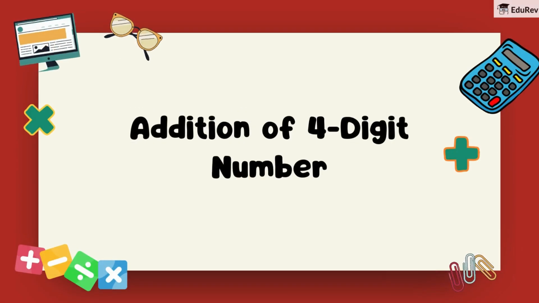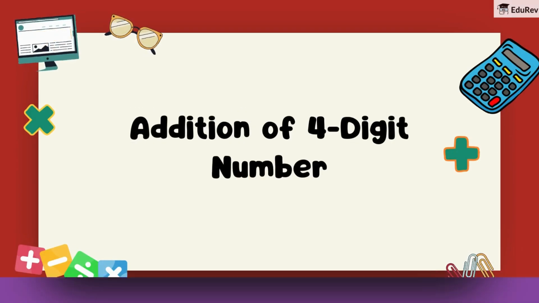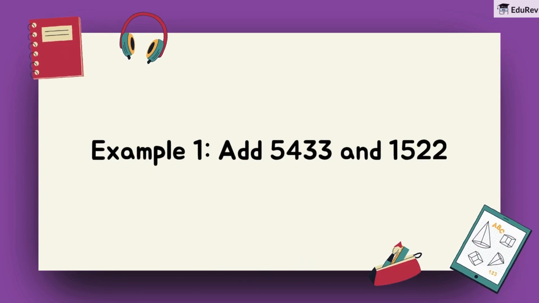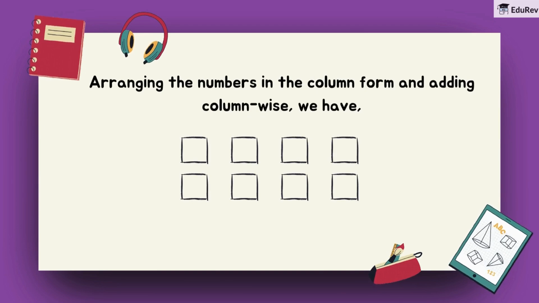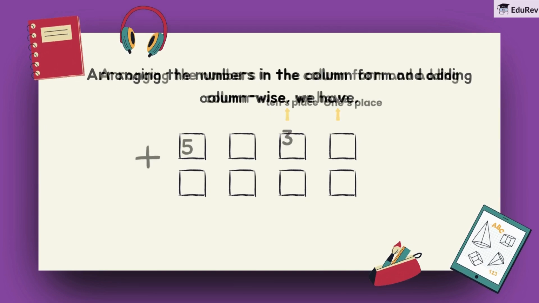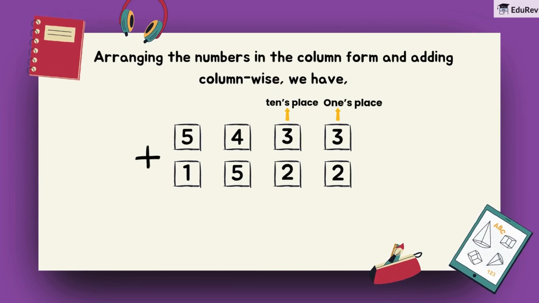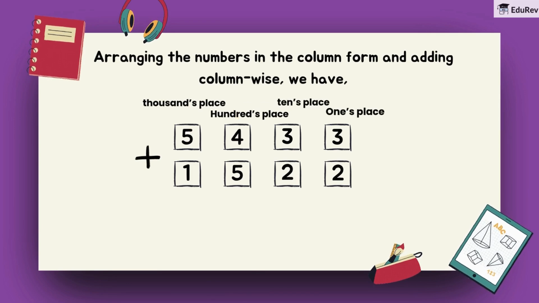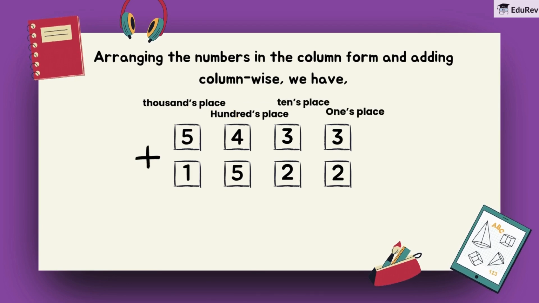Let us learn the addition of 4-digit numbers. Example 1. Add 5433 and 1522. Arranging the numbers in the column form and adding column-wise, we have the last 2 digits of 5433 and 1522 at tens and ones place. The first 2 digits of 5433 and 1522 at thousands and hundreds place. So, here is how the arrangement looks like.